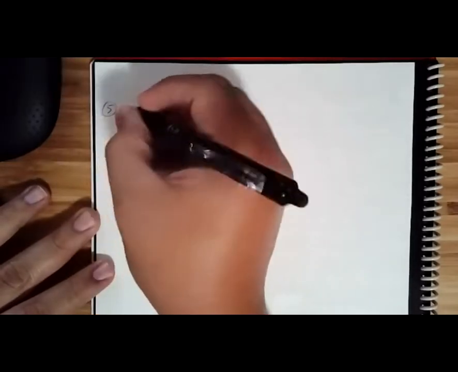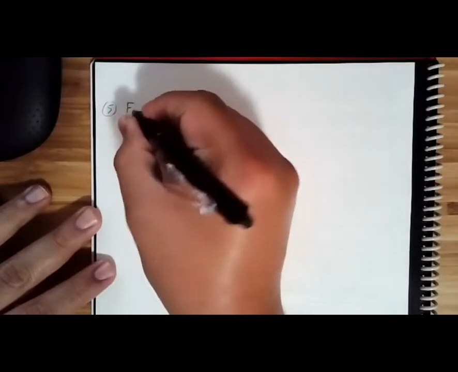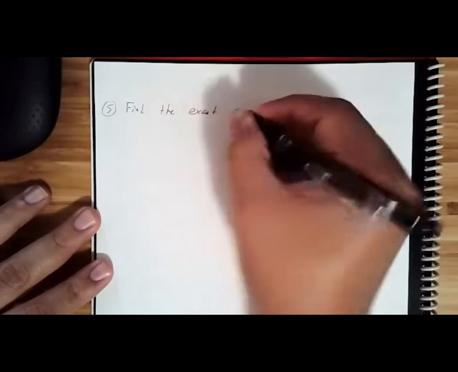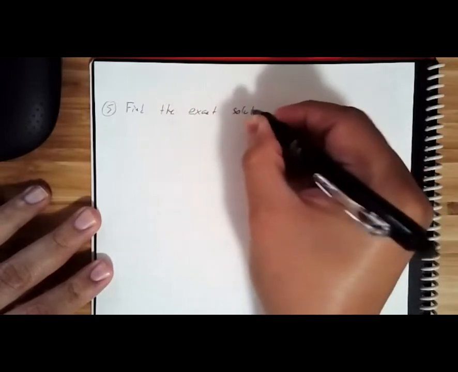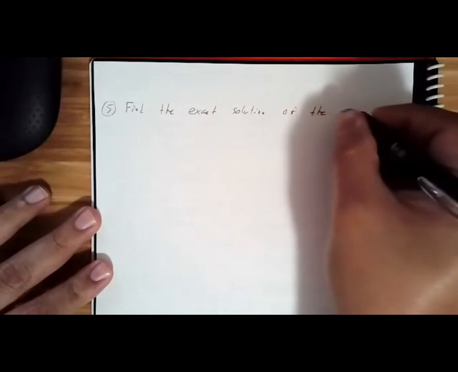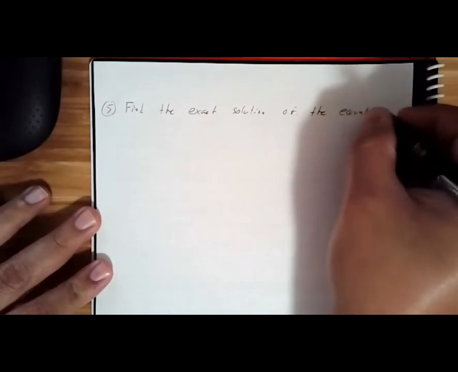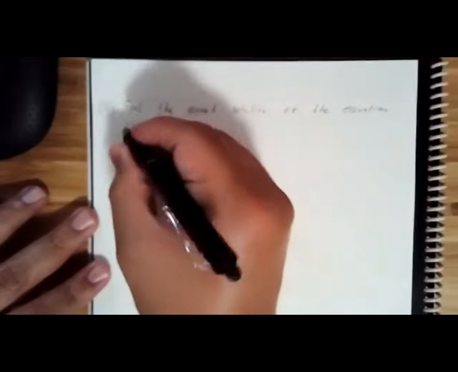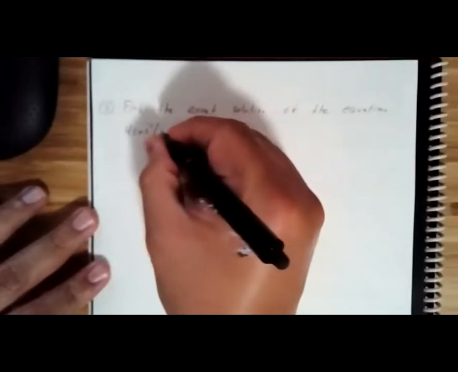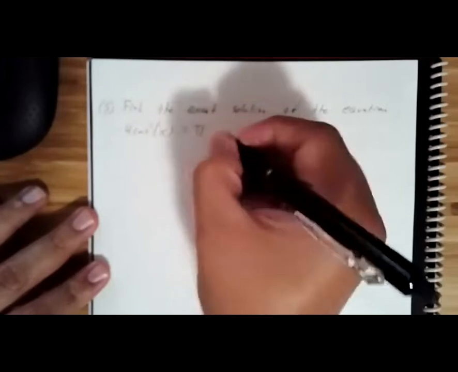Okay. So number 5. Find the exact solution of the equation. 4 times cosine inverse of x equals pi.